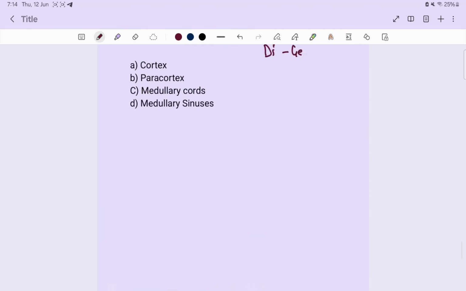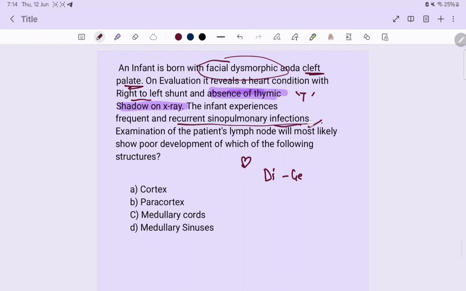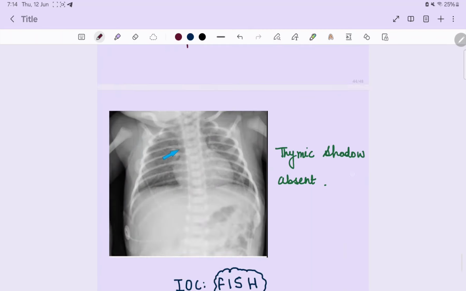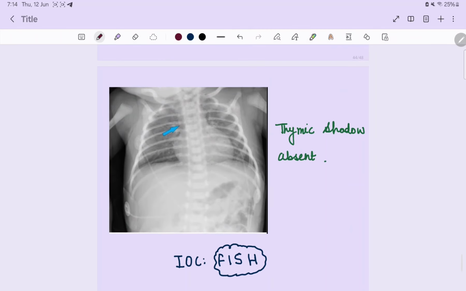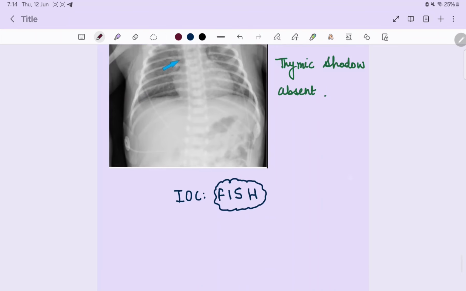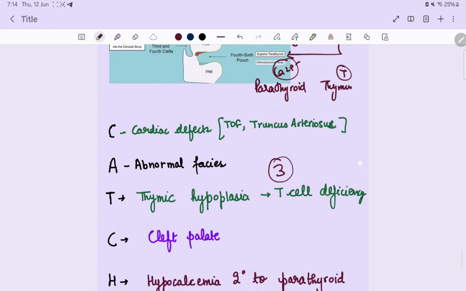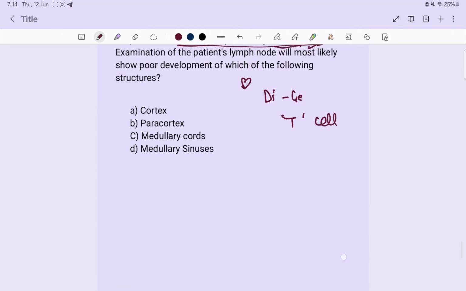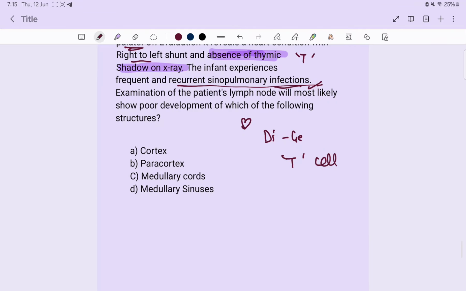Because of T cell deficiency, there are recurrent sinopulmonary infections. Okay, now we know it is T cell deficiency. Let's go ahead. This image is showing absence of the thymus tissue. Thymic tissue is absent. Investigation of choice is FISH, I already told. Now, it is not asking whether it is T cell deficiency or DiGeorge syndrome. It is asking which structure of the patient's lymph node will most likely show poor development.